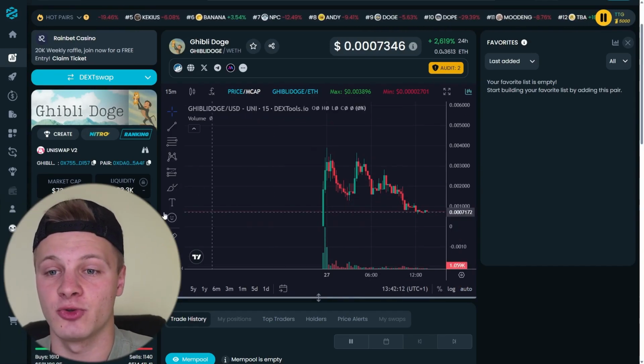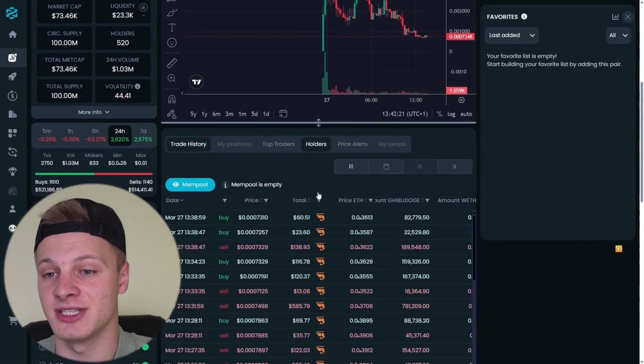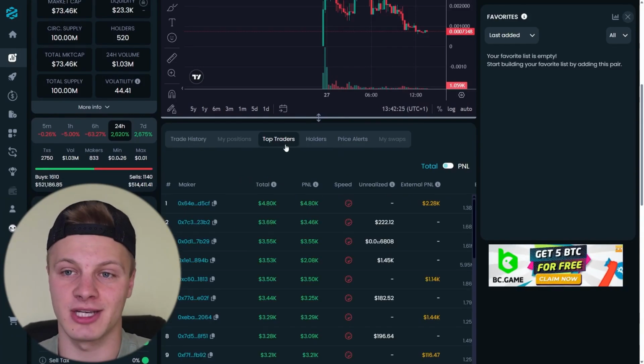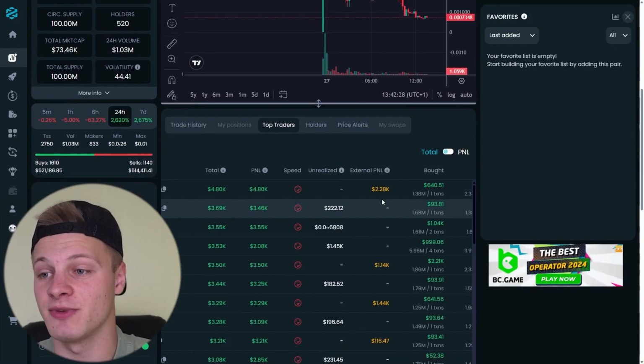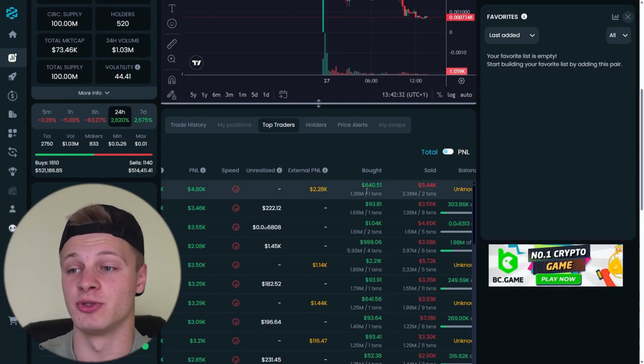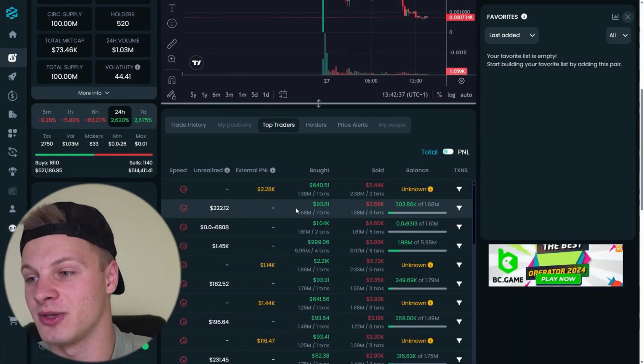Here we see a chart, the total supply, market cap, number of holders, trading volume, and various other statistics. You can scroll down. Here we see the transaction history, that is, which transactions are currently taking place. Top traders, this tab is very interesting to us. Here we can find top wallets that have earned a lot. For example, here someone bought for 640 bucks and made $5,000. Not bad, not bad. This way we can track these wallets.